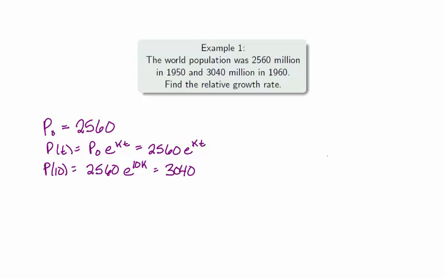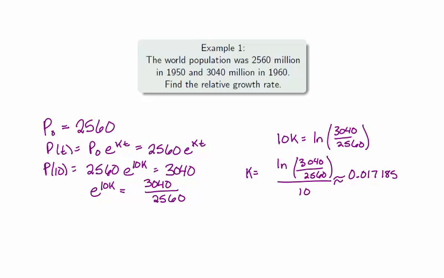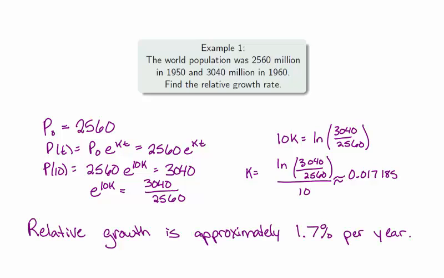To do this, we rewrite the equation as e to the 10k is equal to 3,040 divided by 2,560. And we apply the natural logarithm to both sides. We obtain 10k is equal to the natural log of 3,040 divided by 2,560. So k is equal to the natural log of 3,040 divided by 2,560, all divided by 10, which is approximately 0.017185. Thus, the relative growth rate is approximately 1.7% per year.